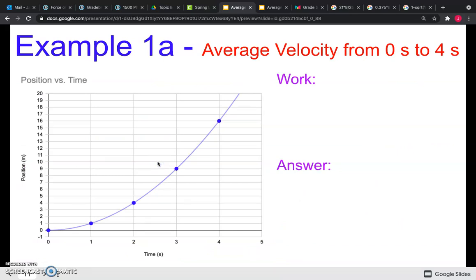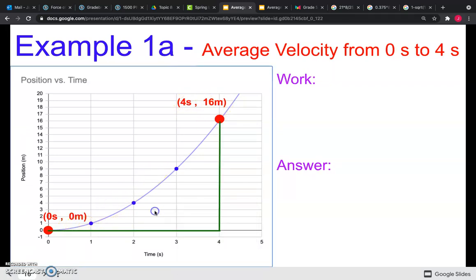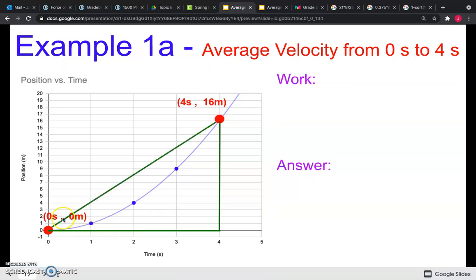And so let's just review how we found average velocity before. We would take 1 point, right? So this point was at 0 seconds and 0 meters, and then another point, 4 seconds and 16 meters, and then we use the rise over run to find the slope between those 2 points.